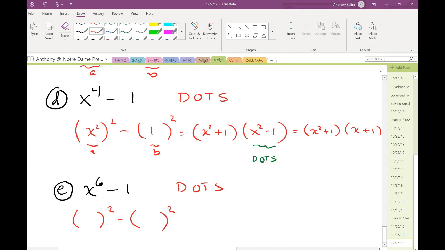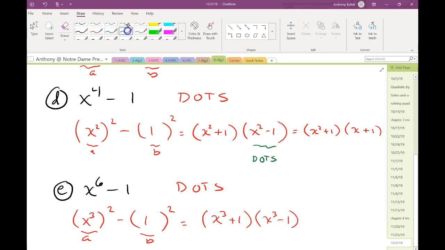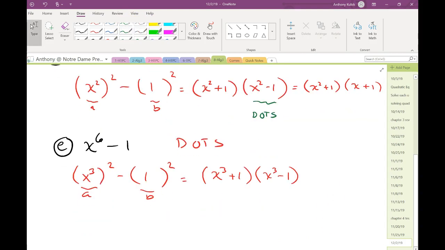Okay, so what squared gives me x to the 6th? X cubed. And what squared gives us 1? Well, that's 1, right? There's my A and my B. So I'm going to have A plus B times A minus B. Now what do you see? Yeah, we see a difference of 2 cubes and a sum of 2 cubes. Everybody agree with that?